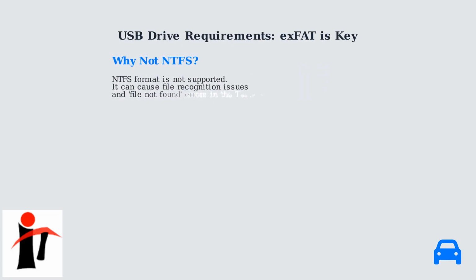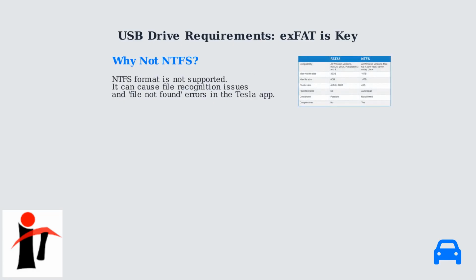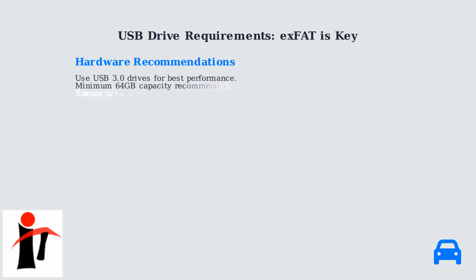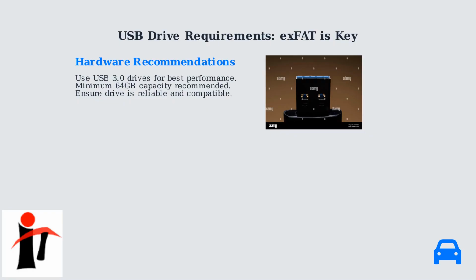NTFS file format is not supported by Tesla's dashcam system. Using NTFS can lead to file recognition problems and result in file not found errors when trying to view footage in the app. For optimal performance with Tesla Dashcam, use USB 3.0 drives with at least 64 gigabytes of storage capacity. Ensure your drive is reliable and compatible to avoid connectivity issues.